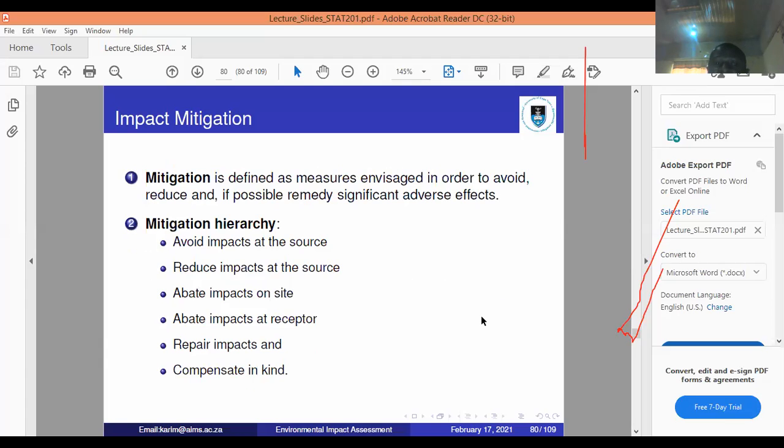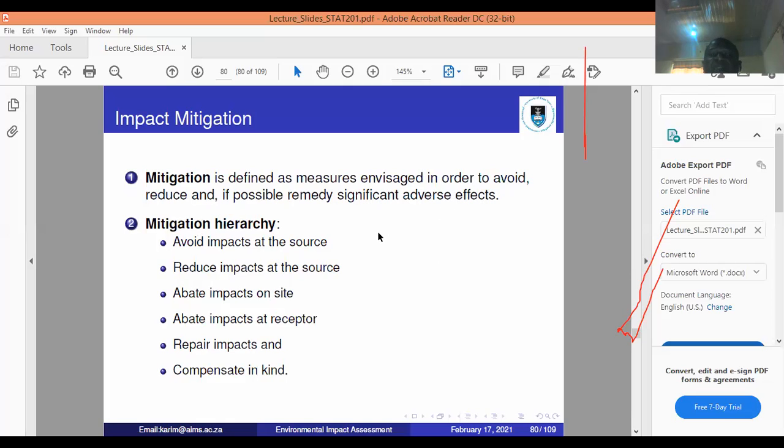And then the other aspect, we will continue with our environmental impact assessment situations. So now we are able to identify the impact, know the magnitude of the impact, whether the impact is significant, and so forth. And then now what do we do? We need to mitigate the impact if we are able to identify it. And that leads us to impact mitigation. How do we stop the impact? And that is defined as measures envisaged in order to avoid, reduce, and if possible, remedy significant adverse effects.